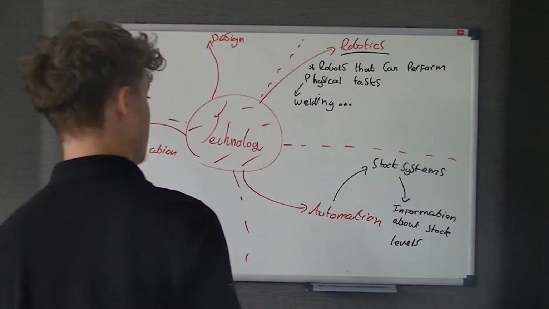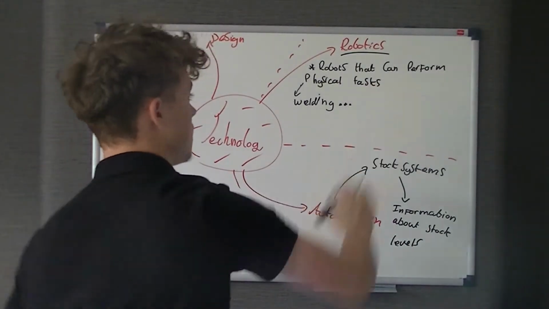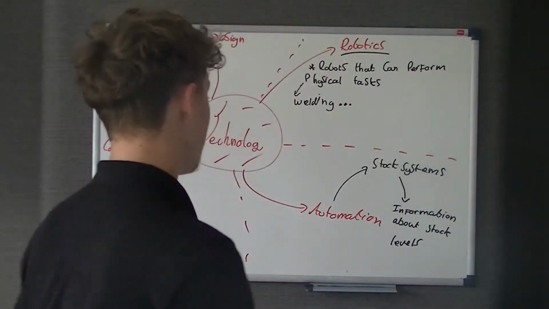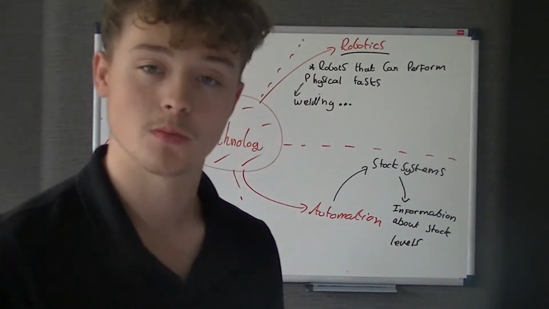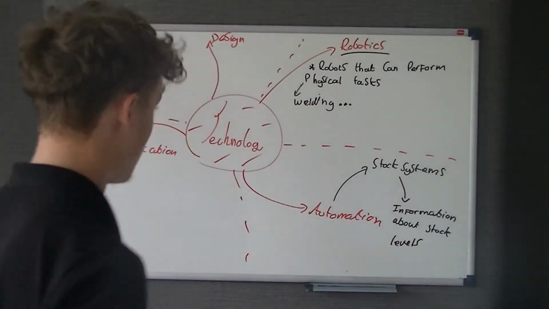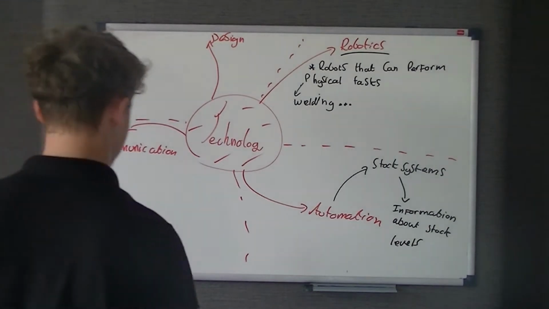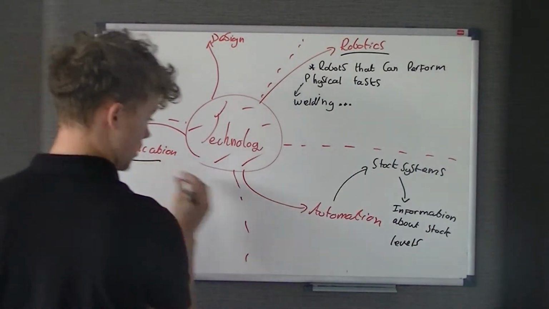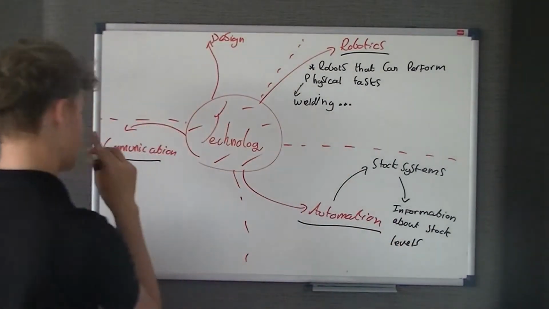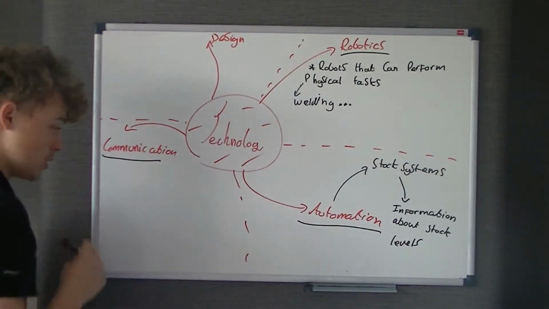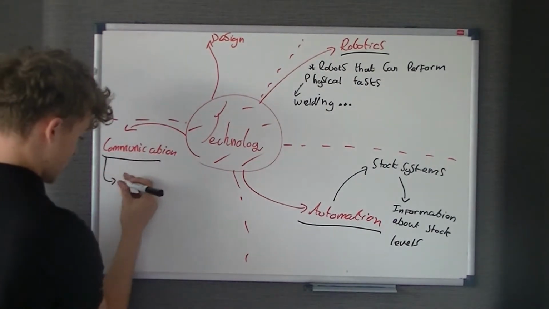So that's automation. So robotics, sort of physical tasks, the welding sort of stuff. The automation, so the stock system, sort of what's coming in, what's coming out of the stock, what the business is holding, what's selling the best, which could be used for certain things. So automation, robotics, communication. So we're talking about intranets.